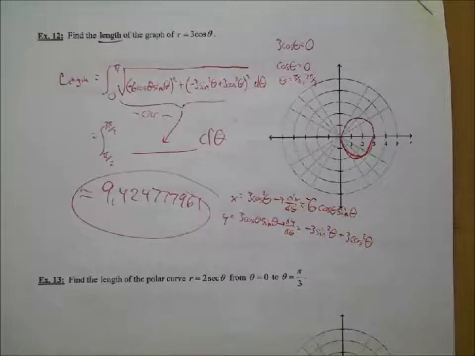Question. On the previous problem, what was the answer again? The previous problem was... calculator... 5.38828.791. Good. Got it? Okay.